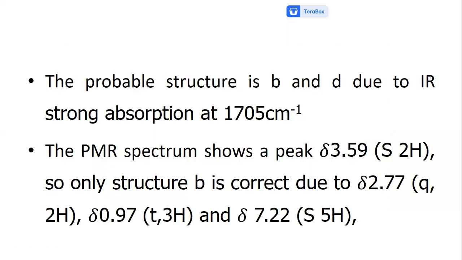From the IR, 1705 indicates a carbonyl group. So structures A and C are ruled out; only B and D are probable, due to the strong IR absorption at 1705 per cm. The PMR spectrum shows delta 3.59, singlet, 2H, so only structure B is correct.